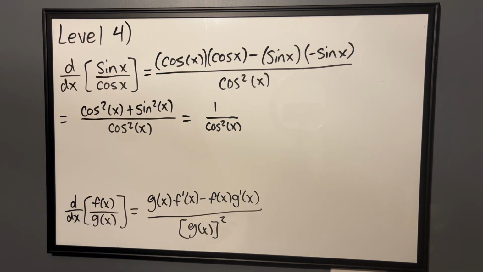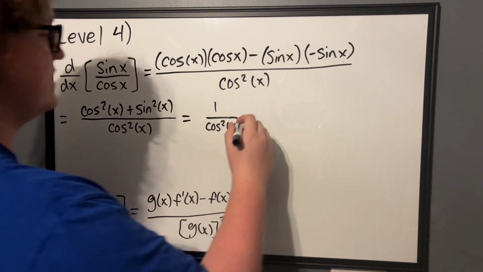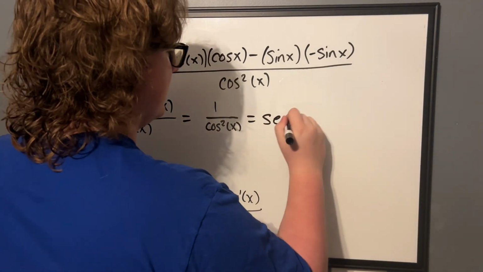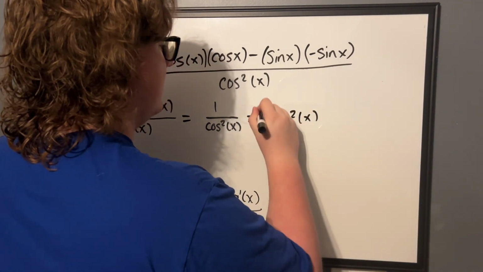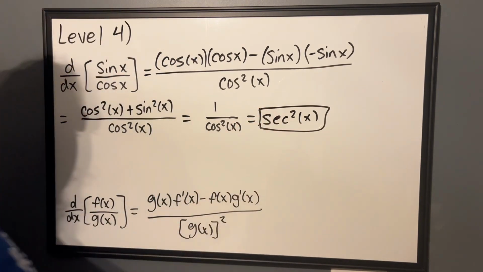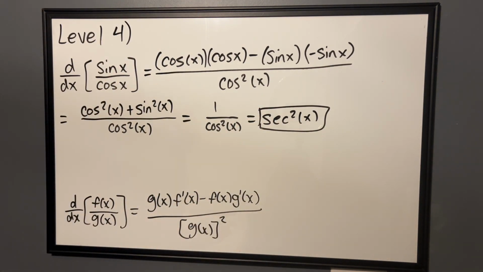But we can make this just a little bit nicer because remember that 1 over cosine x is secant x. So 1 over cosine squared of x is going to be secant squared of x. And that will be our final answer for this derivative.